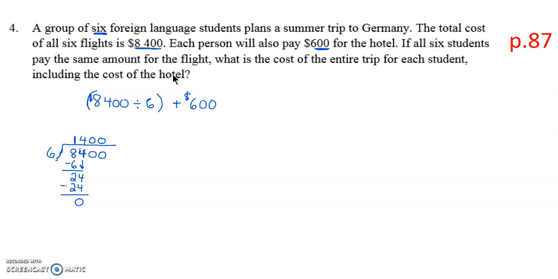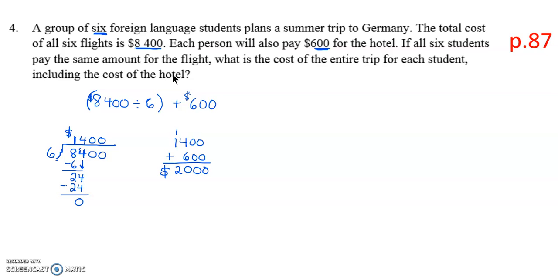We continue on. So we fill up and we can see that the cost of the flight per person was 1,400. Now I can take the 1,400 and add $600 for the hotel. And 4 plus 6 is 10, carry my 1. So I'm going to be at an even $2,000.